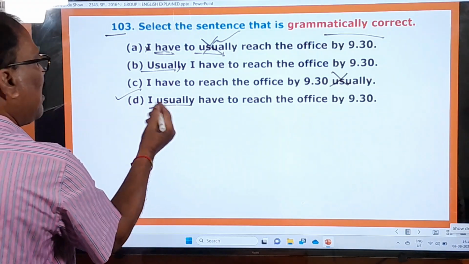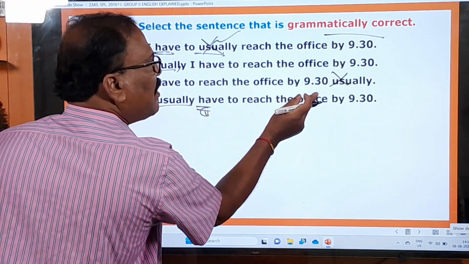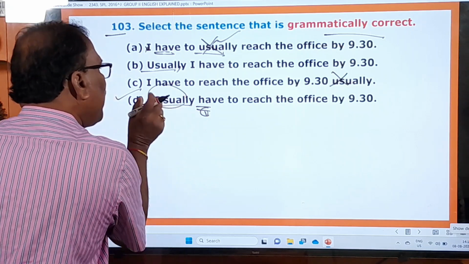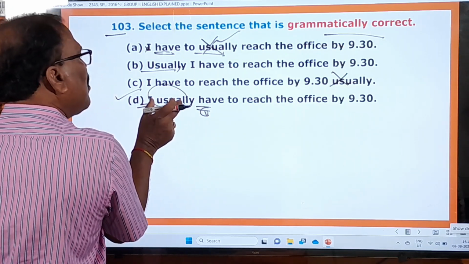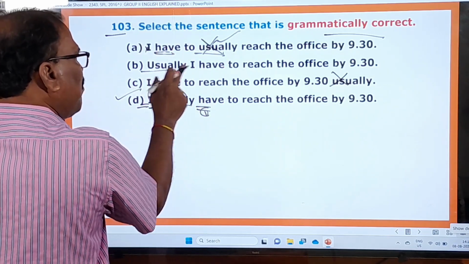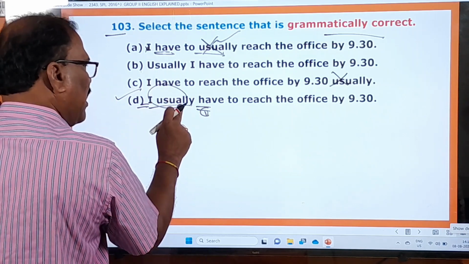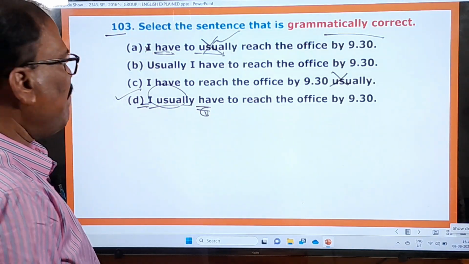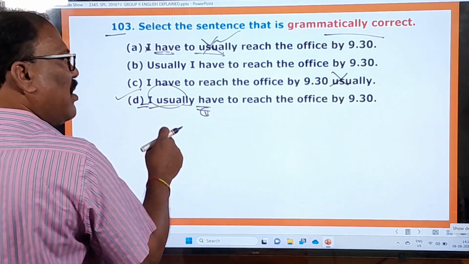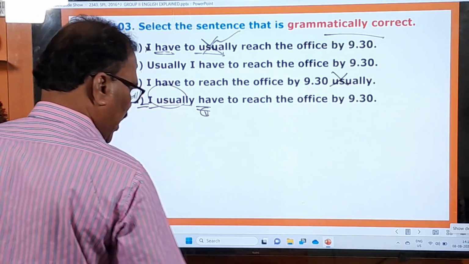But here the subject is there, the verb is there: I usually have to reach the office by. So between the subject and the verb, it is to be placed. Its position is like this. Of course, only for emphasis sake you use that, but here this right one is there. Therefore, we ignore this one. And here, I usually have to reach the office by 9:30. As far as my knowledge of grammar goes, I think this is the right one. Okay, your answer is that.